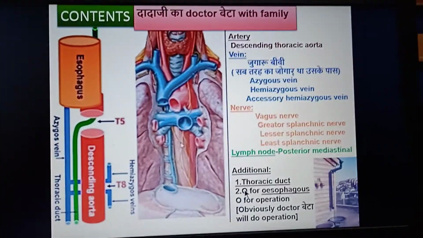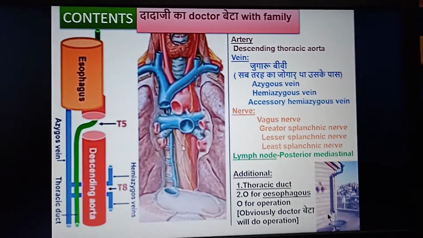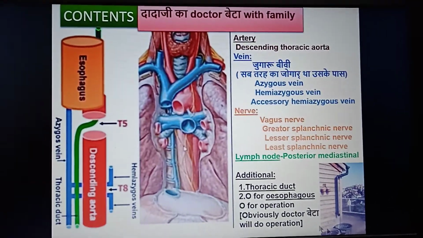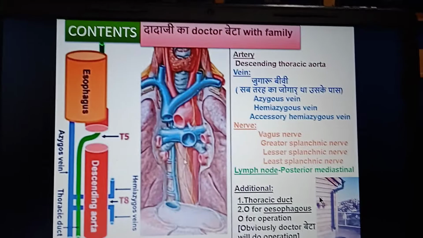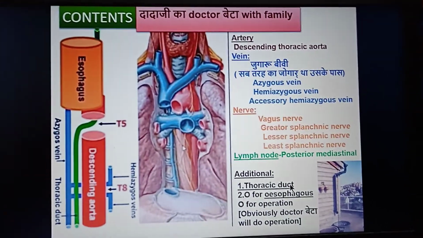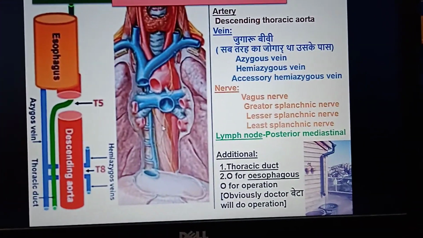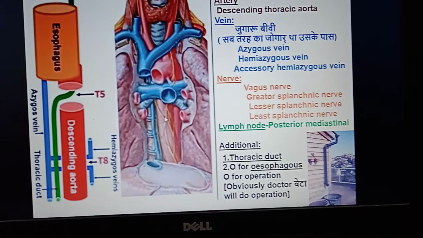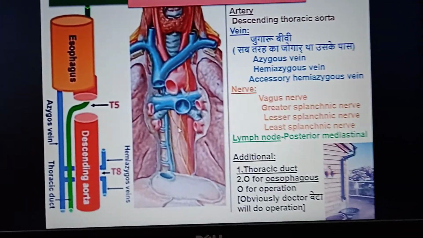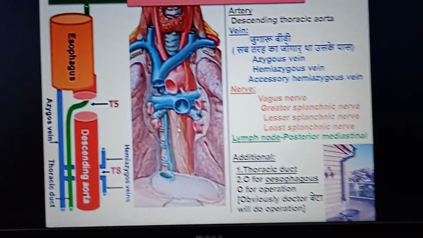And what are the additional items? Obviously, we all know that the drainage tube lies in the posterior aspect of a house. So, in the posterior mediastinum, the inhabitant is the thoracic duct. And as we know that he is the doctor beta, so he will do operation, obviously. So, O for oesophagus. So, additional items will be thoracic duct and oesophagus.